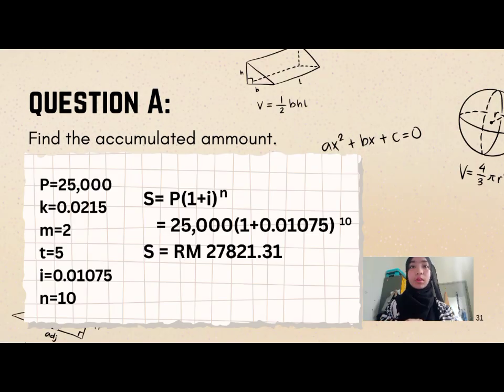Okay, for question A, we are asked to find the accumulated amount, which is the S, using the compound interest formula, S equal to P(1 plus I) to the power of N. So now we substitute the values into the formula, and it will be S equal to 25,000(1 plus 0.01075) to the power of 10. And we got the answer S equal to RM27,821 and 31 cents.